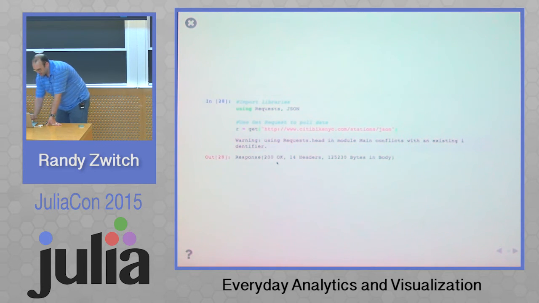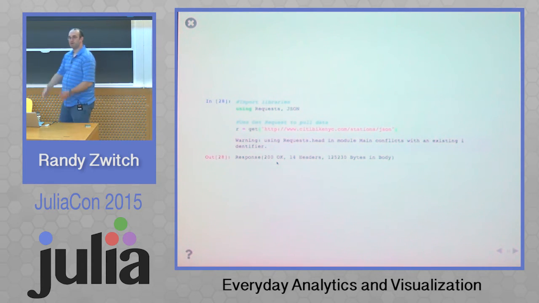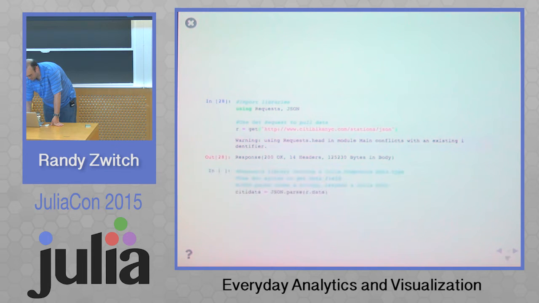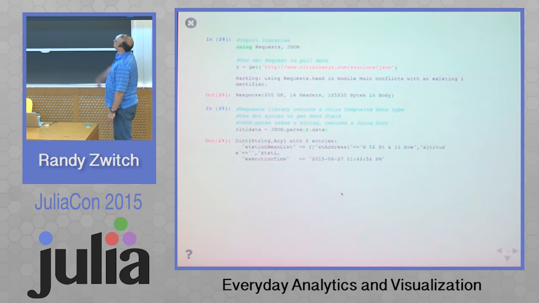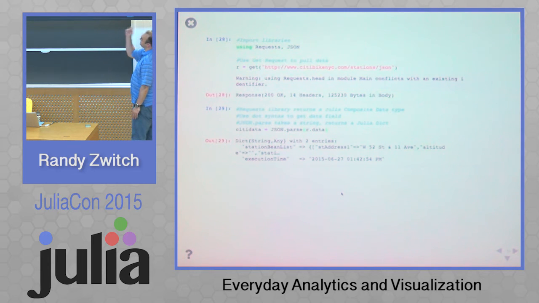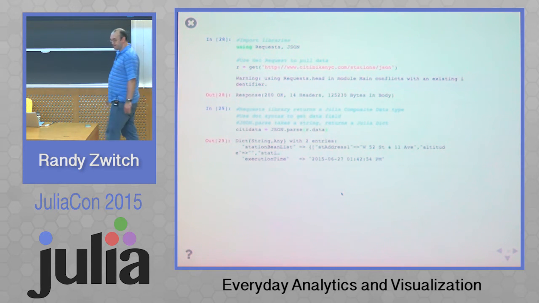Okay, and as part of the requests library, it returns a response object. In this case, the response code of 200 means we had a successful request. So we did receive some message from the API. And when we use the JSON package to parse the data, we can see that their JSON can be represented in Julia using the dictionary type with 2 entries. There's the execution time, which isn't really that helpful. And then there's the station list that has all of the data in it.